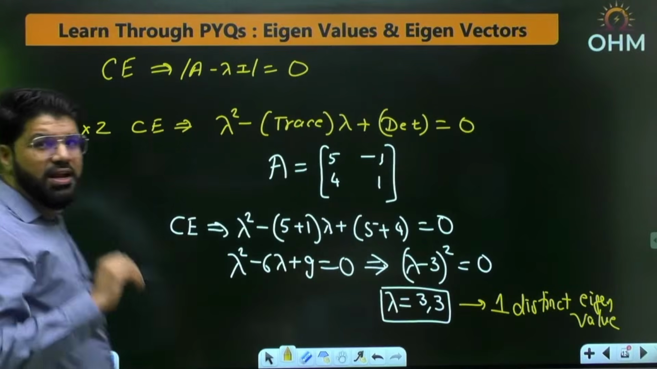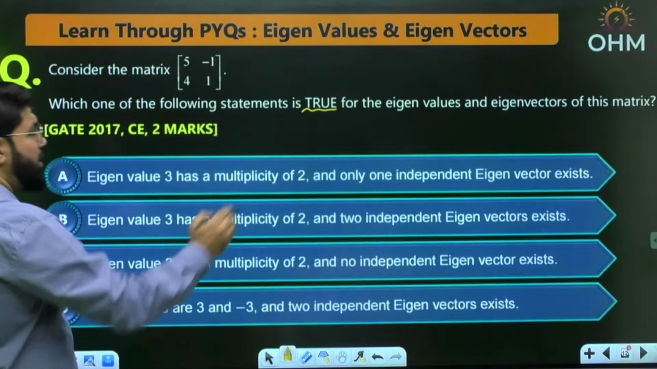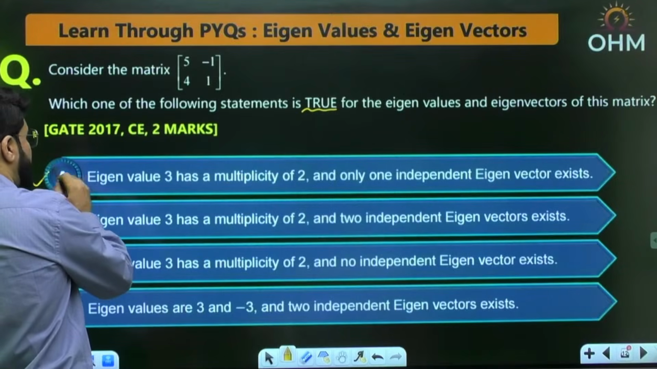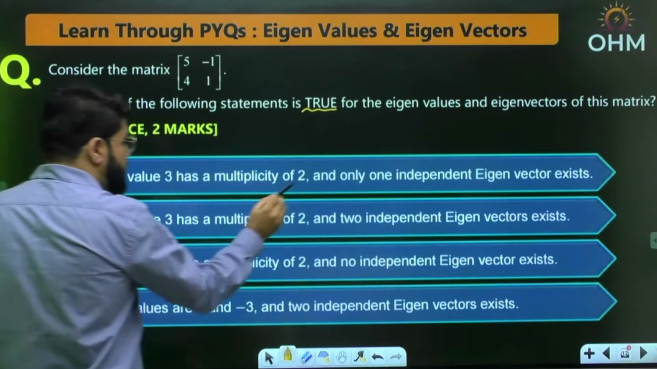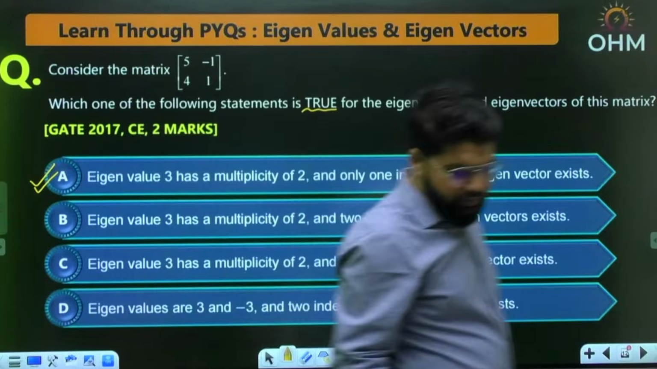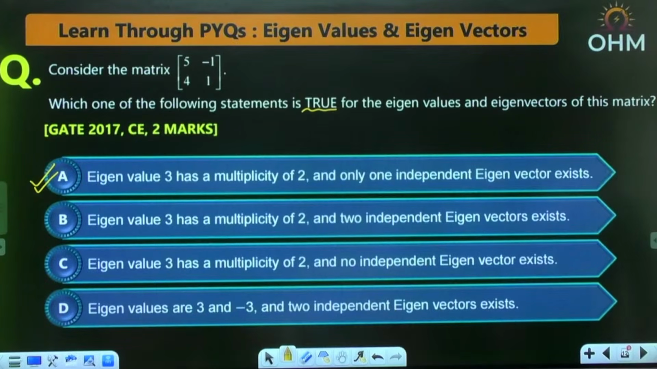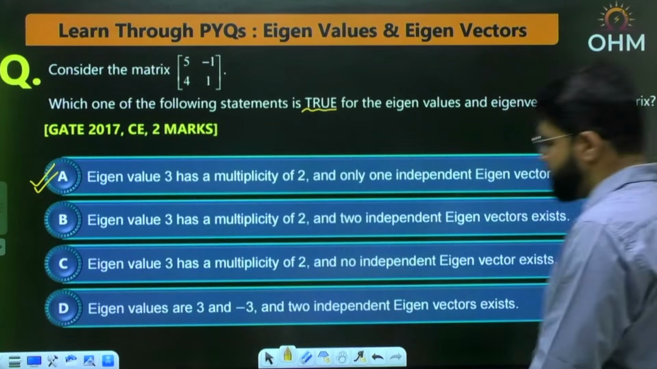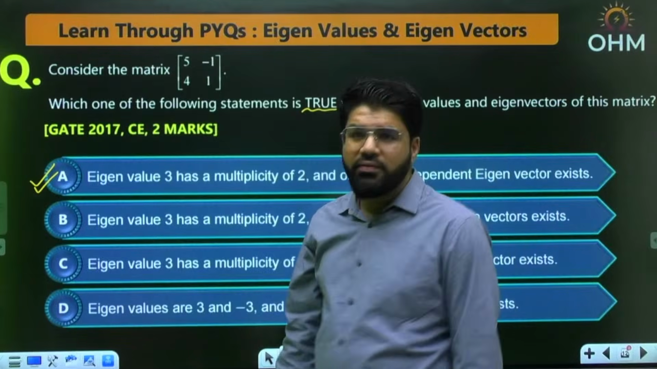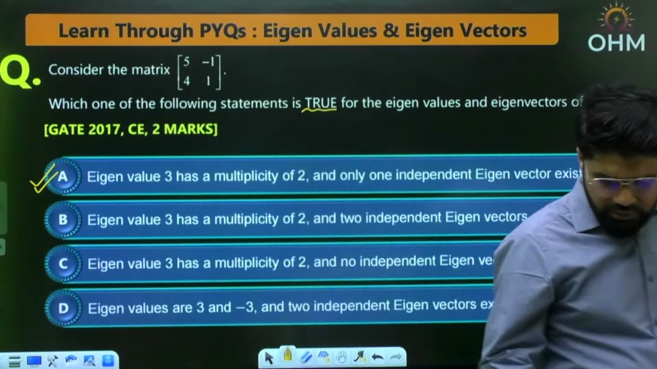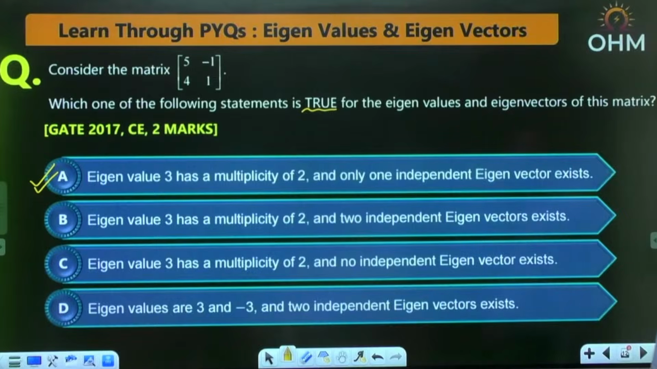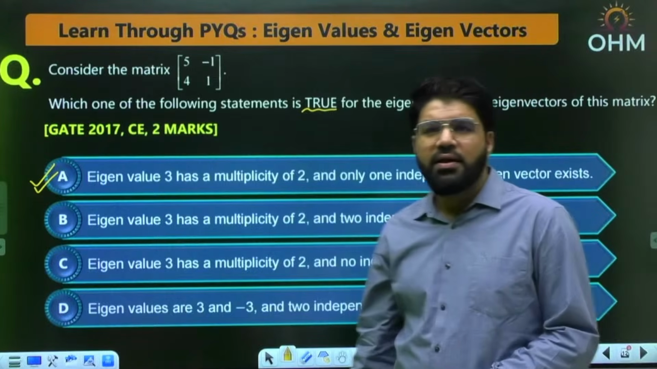Okay, so how many independent eigenvectors? One independent eigenvector. So I will mark option number A. Eigenvalue 3 has a multiplicity of 2 and only one independent eigenvector. This is what it is. Option number A. Next question.